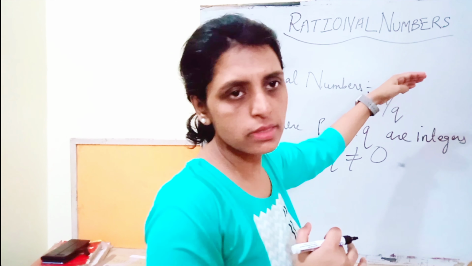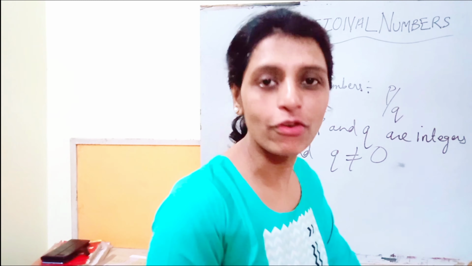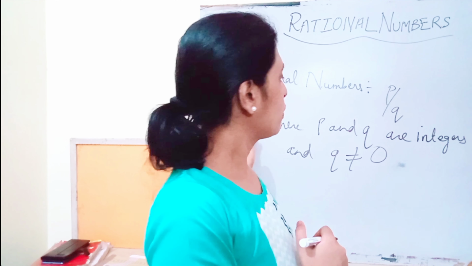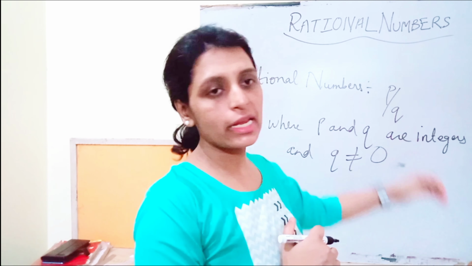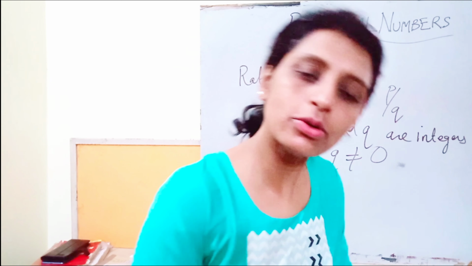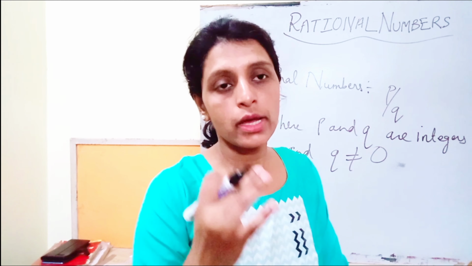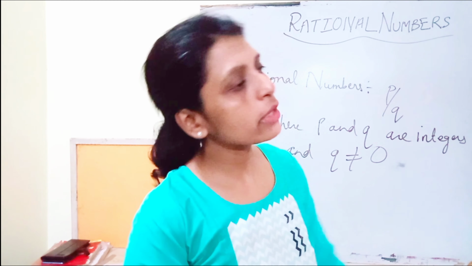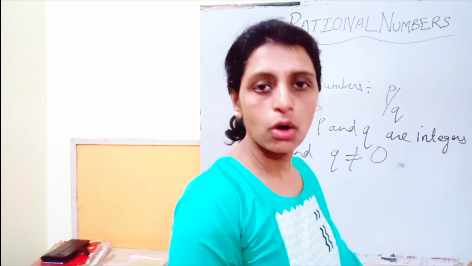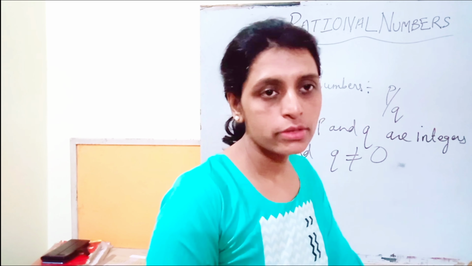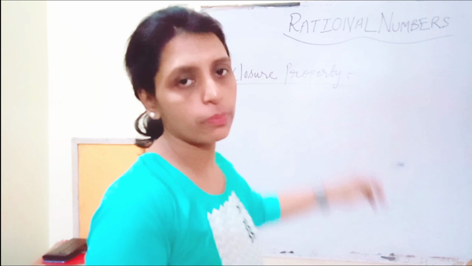Okay? So what are rational numbers? Those numbers that can be expressed in the form of P by Q, where P and Q are integers and the denominator Q should not be equal to 0. Now I am going to tell you what properties these rational numbers hold. Okay? So children, let's start with closure property.